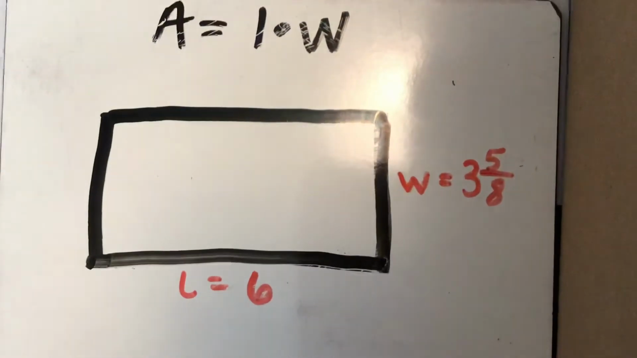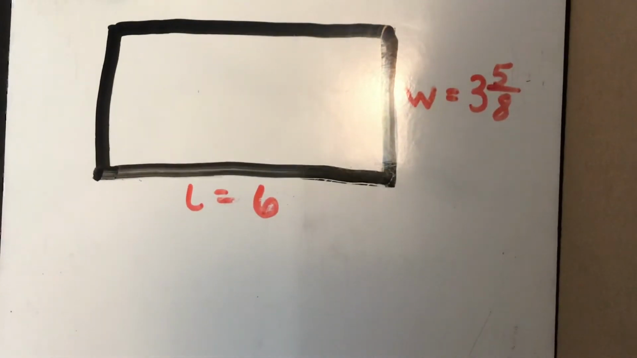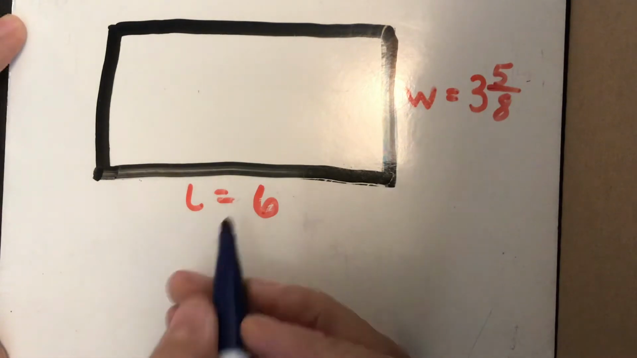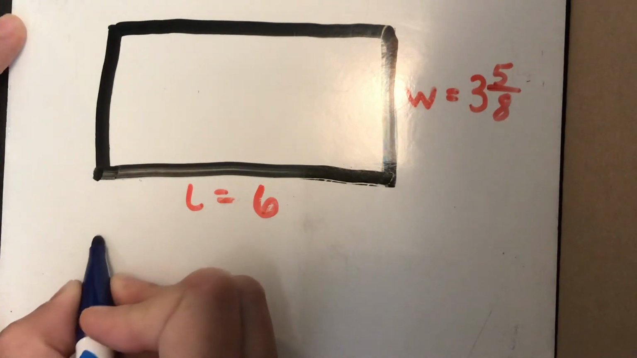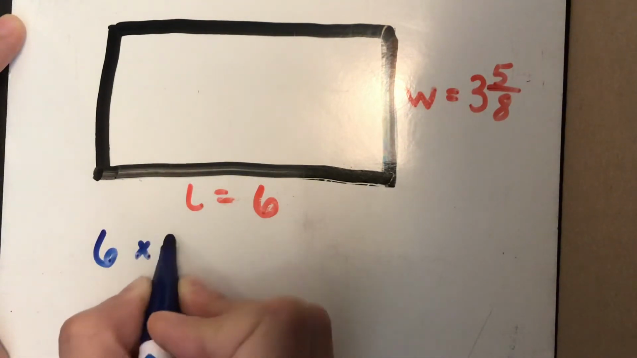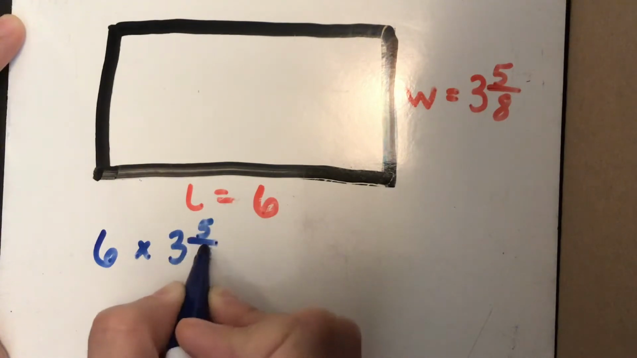And I've already written our formula, area equals length times width, okay? And then I've drawn my picture. I have my length labeled and my width labeled. If I know that I'm having to find area and I multiply, then I'm going to go ahead and write this problem out. 6 times 3 5/8.